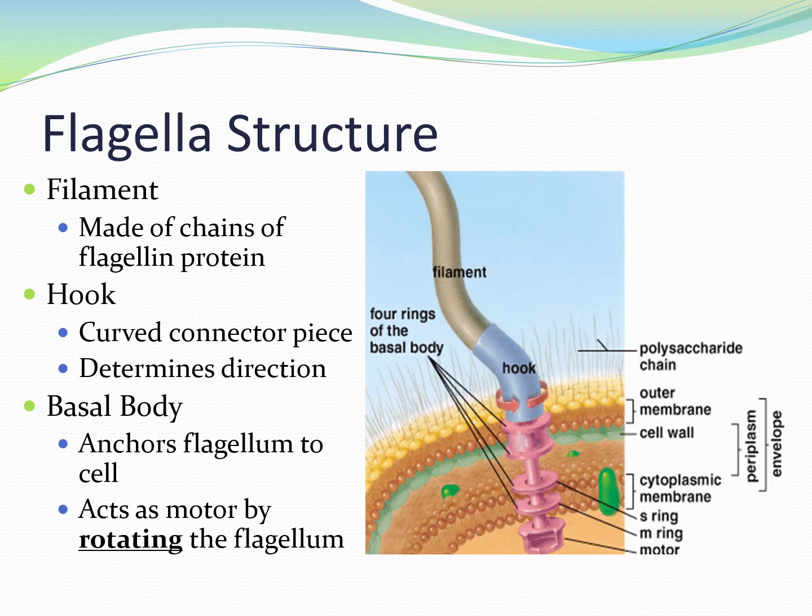The first part is going to be the filament. This is made up of flagellin protein. I do want you to know that. So, gentle reminder, everything kind of comes back to protein. This is just the start of everything seeming like it's connected to protein. The second part is going to be the hook. This is going to be a curved connector piece, and it's going to act very much like a rudder because it determines the direction that the bacteria is going to be moving.